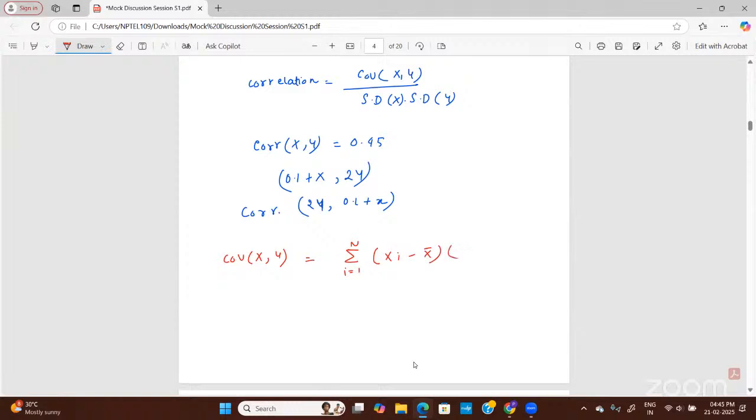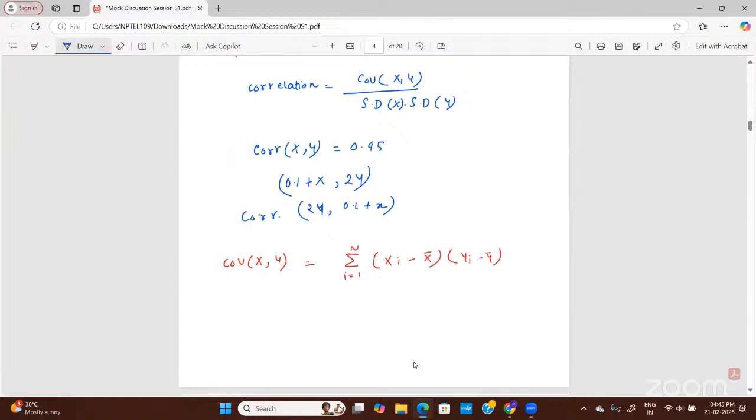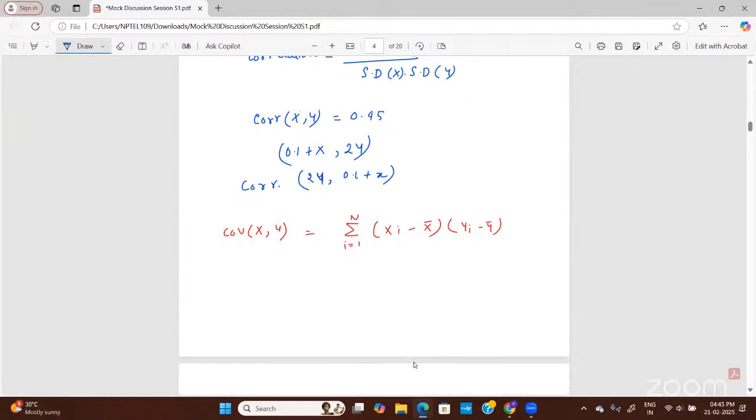Ma'am, can we guess on the basis that covariance is not changed by adding any constant, and standard deviation is also not affected by adding any constant? You can use that result. Yes, of course, you can use all the results of how covariance and correlation are affected, as we have studied for the variance part.